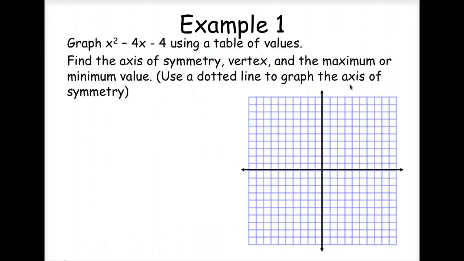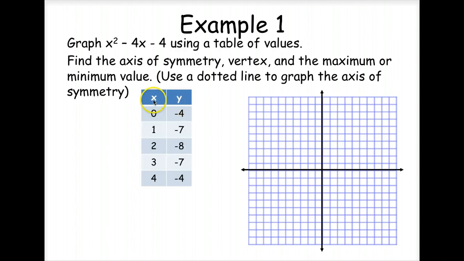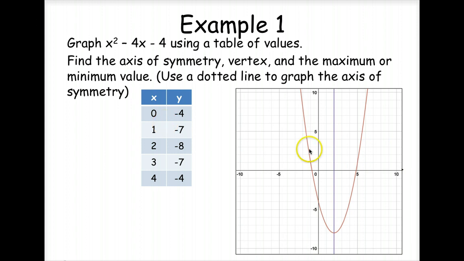So let's see what this looks like. We're going to graph y = x² - 4x - 4 using a table of values. We're to find the axis of symmetry, vertex, and the maximum or minimum value. Use a dotted line to graph the axis of symmetry. So they've given us a table of values. When we plot these points, where do you think our axis of symmetry is?